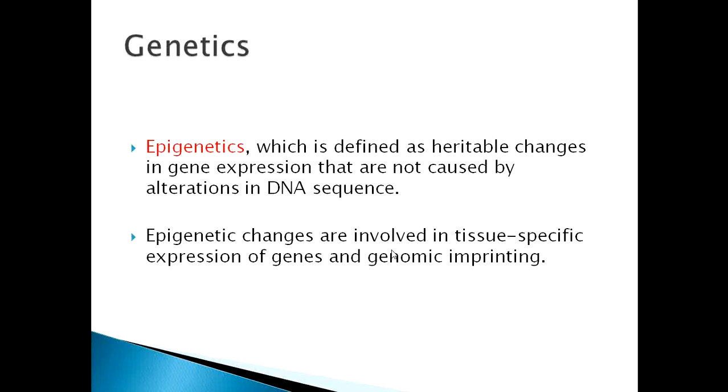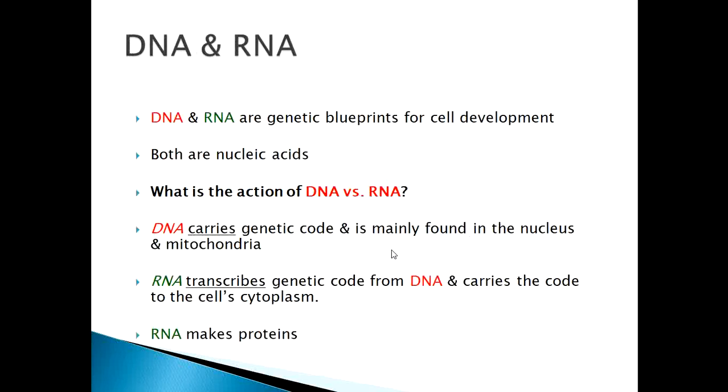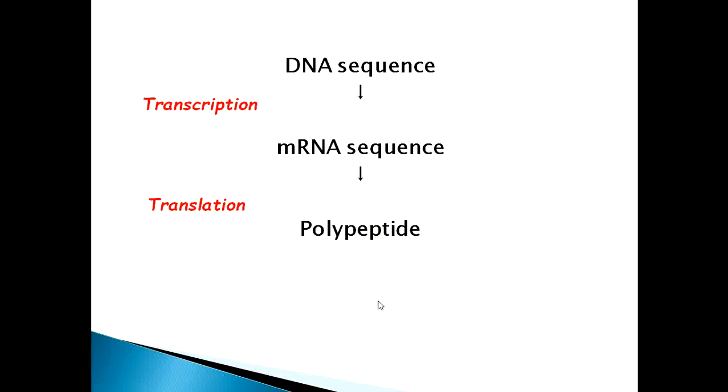Epigenetics is defined as heritable change in gene expression that is not caused by alteration in DNA sequence. Epigenetic changes are involved in tissue-specific expression of genes and genomic imprinting. DNA and RNA are genetic blueprints. Both are nucleic acid. DNA carries genetic code while RNA transcribes genetic code and plays important role in protein formation. Here you can see process of formation of protein. mRNA is transcribed from DNA and then it's translated to form a polypeptide.